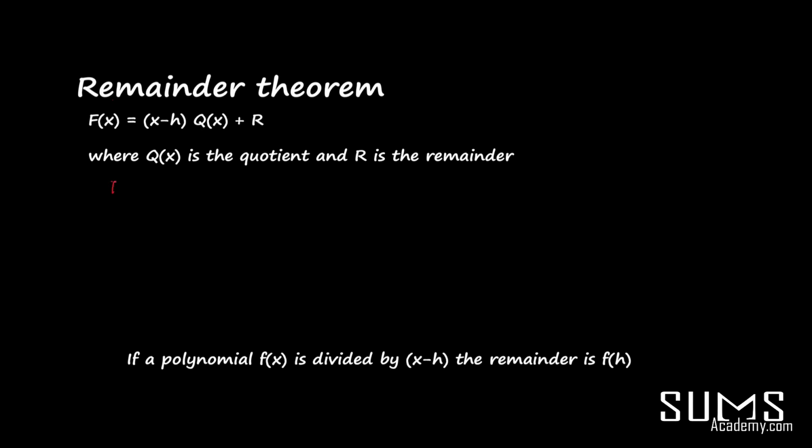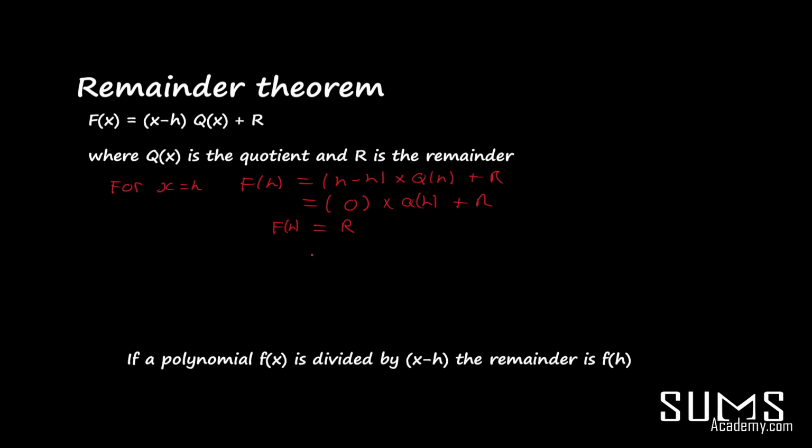So for when x is equal to h, this is a special case of the remainder theorem. For x equal to h, what's going to happen? Well, you're going to have h minus h times q of h plus r. h minus h is going to be 0, and anything times 0 is just 0. So then we're left with the result that f of h is equal to r.